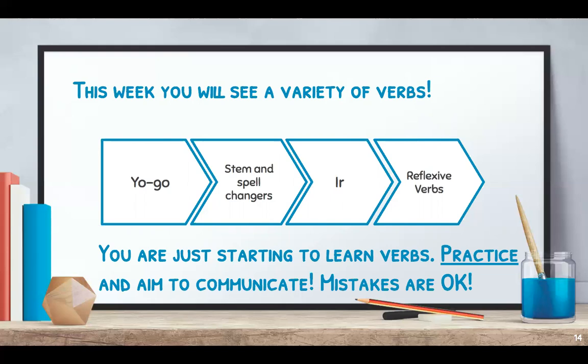So remember, again, and I tell all my students this all the time, you're just starting to learn verbs, so practice, but mostly aim to communicate. Communicate and connect. You don't have to be perfect to communicate. And so it's a balance. I always encourage you to use the language as much as possible, and the form will follow. So mistakes are okay. Not only are they okay, they're actually a natural part of language acquisition, and they're unavoidable.